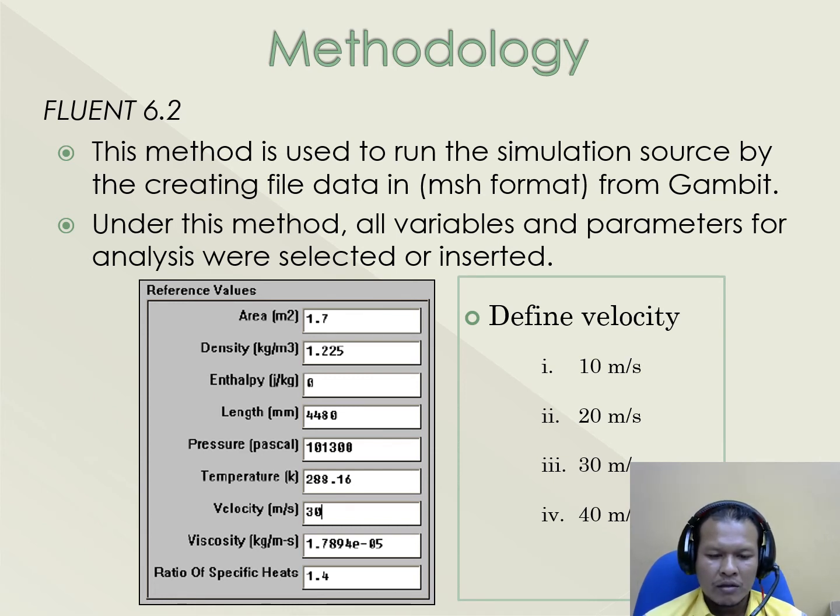And the viscosity is set to 1.7894 times 10 to the power of minus 5. The ratio of specific heat is 1.4. For defining velocity, we are using variable velocities of 10 meters per second, 20 meters per second, 30 meters per second, and 40 meters per second, and run it in Fluent.